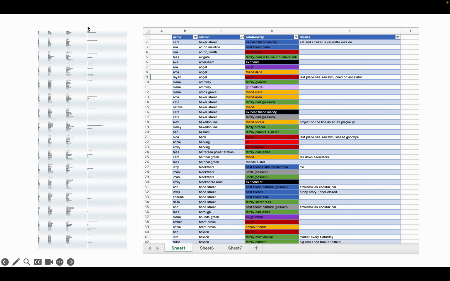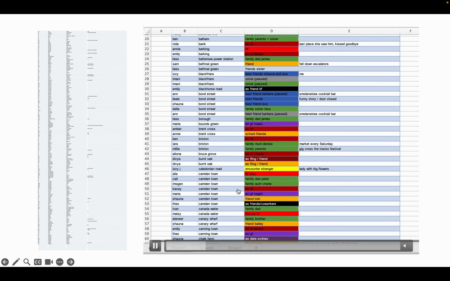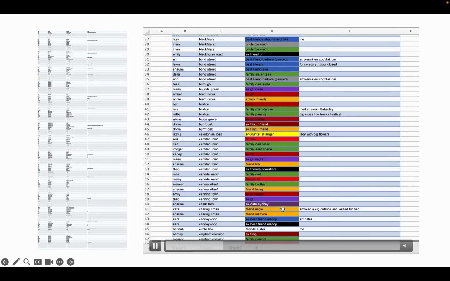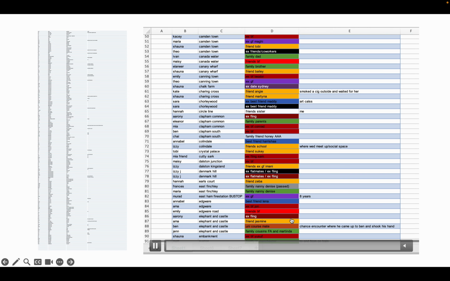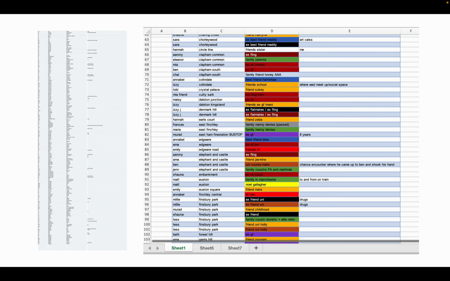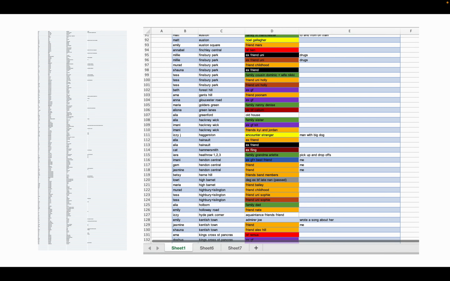This bad boy is my final Excel sheet of gathered data. Name, station, relationship to them, which I've then color coordinated dependent on the line and the kind of grouping, and then other details on the side there.